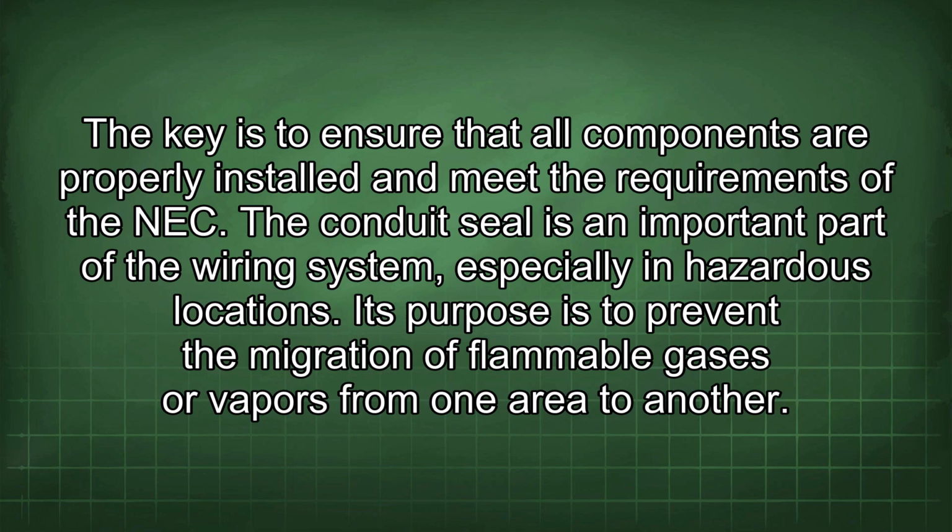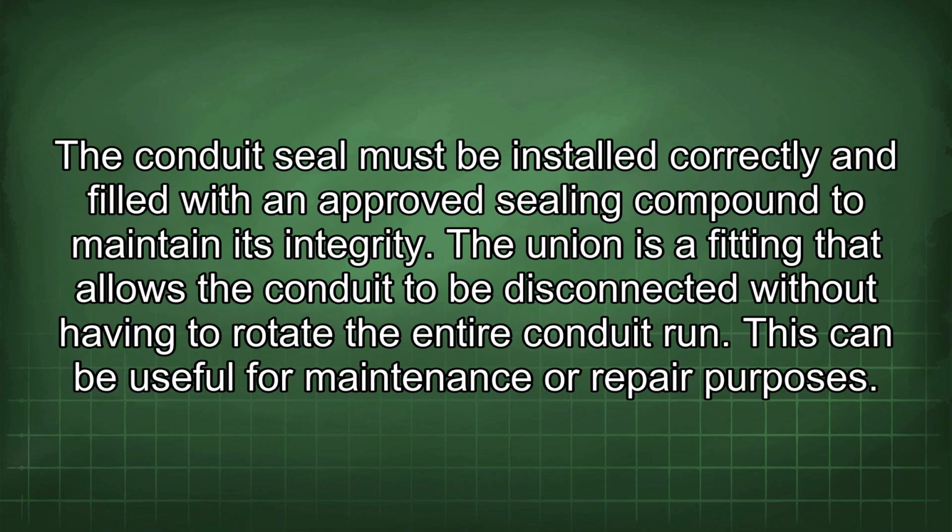The conduit seal is an important part of the wiring system, especially in hazardous locations. Its purpose is to prevent the migration of flammable gases or vapors from one area to another. The conduit seal must be installed correctly and filled with an approved sealing compound to maintain its integrity. The union is a fitting that allows the conduit to be disconnected without having to rotate the entire conduit run. This can be useful for maintenance or repair purposes.